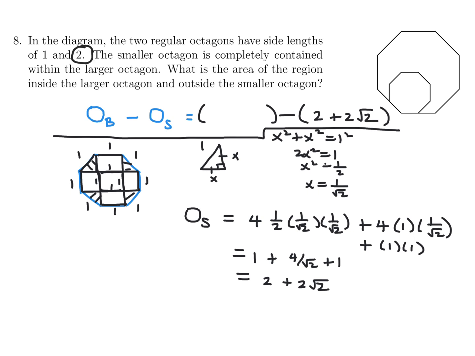It's exactly the same. So I'm confident that you can do it. And when you do that, you will get 8 plus 8 root 2. And then when you subtract, you will get 6 plus 6 root 2, which is the answer of the question.